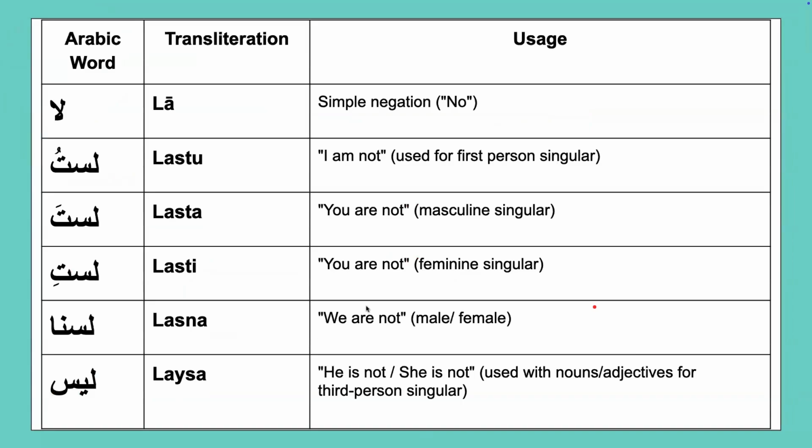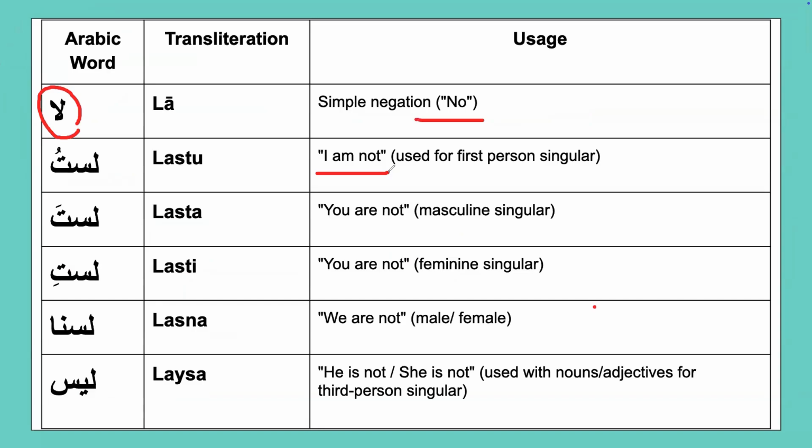Let's summarize what we have learned. The first thing that we have learned is la, right? La means simple no. When we have to say no, we just say la. And when we have to say I am not, especially used for ourselves, the first person.